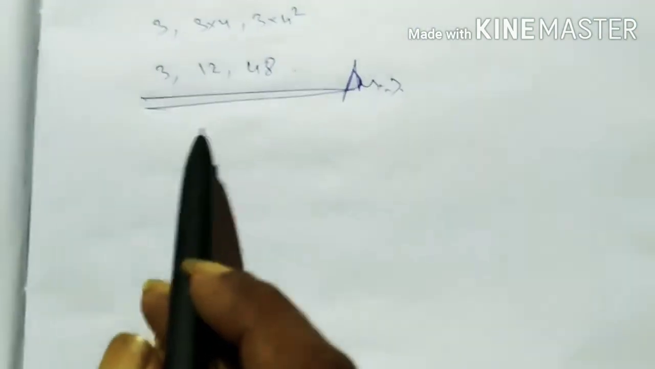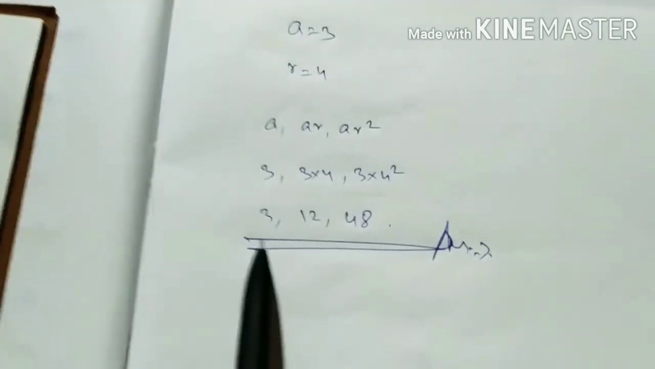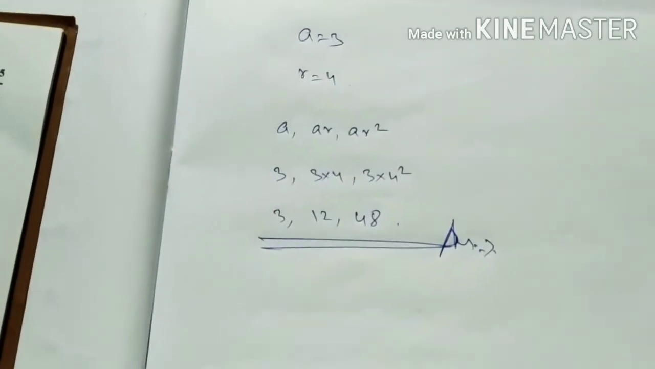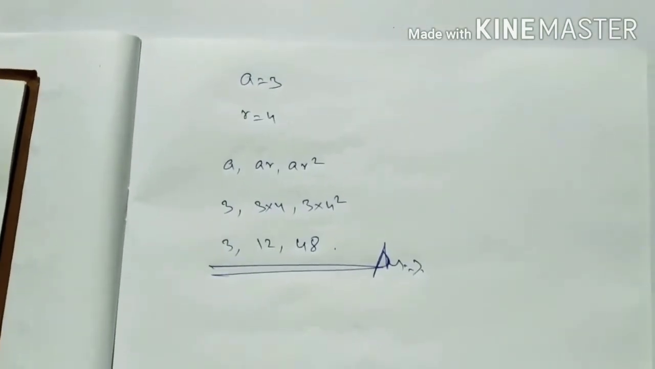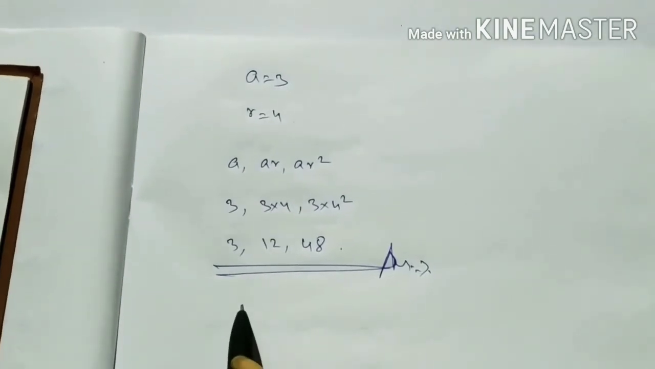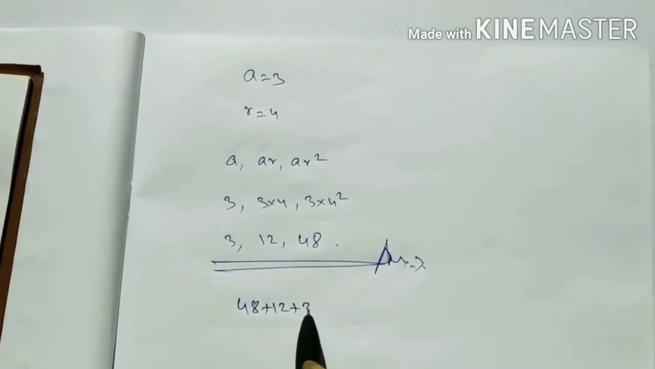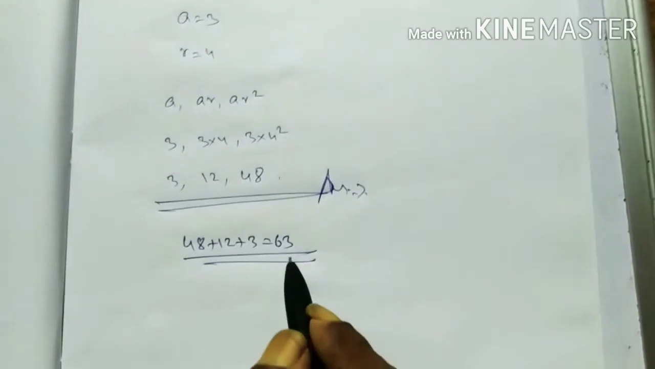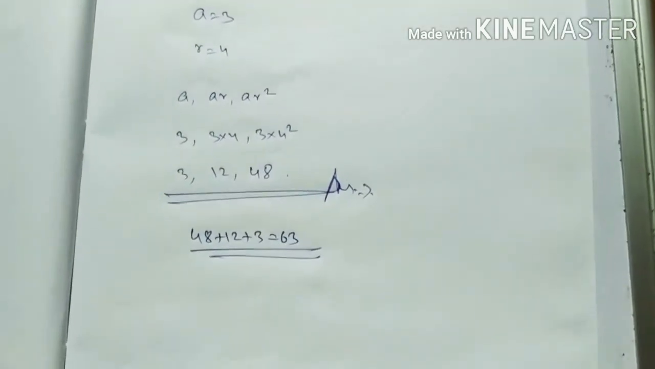But to verify it, we can verify it. Divide 63 into 3 parts. That means you see 48 plus 12 plus 3. You add it up, 48 plus 12 plus 3, it comes to be 63. So you can check it yourself. So this is your answer.